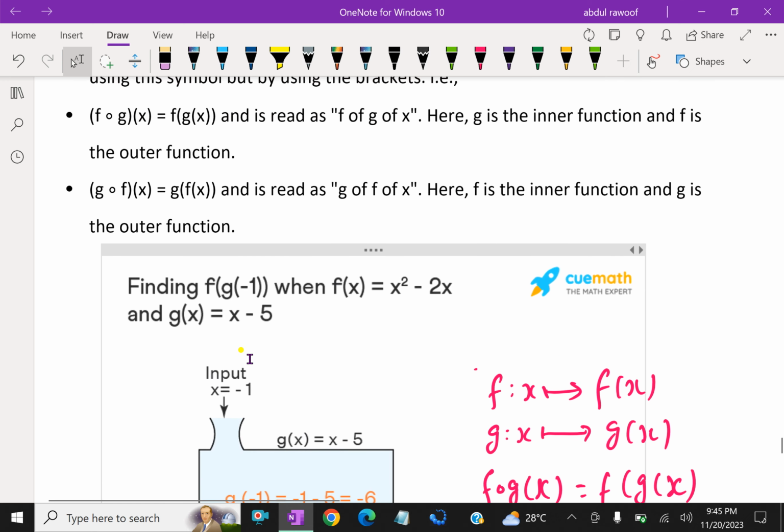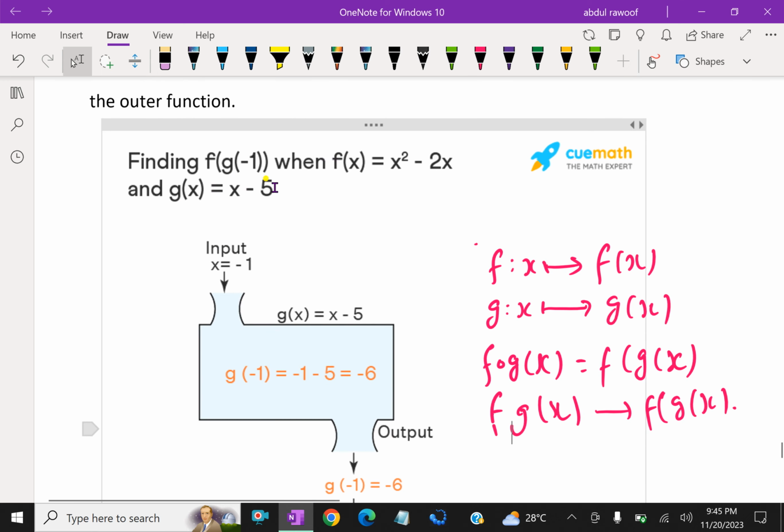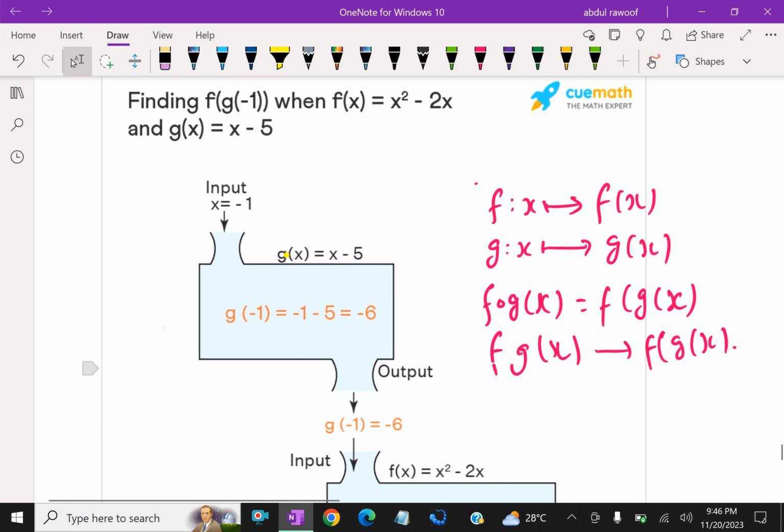Now look at this figure. Finding f of g of minus 1 when f of x equals x square minus 2x. Here the first function g of x is x minus 5, and f of x is x square minus 2x. Suppose we give the input x equal to minus 1. Now what is happening for g of x? G of x is this function first. In this machine we give x as minus 1. That is, g of minus 1 is minus 1 minus 5, which is minus 6. Here by operating g of x we get minus 6.